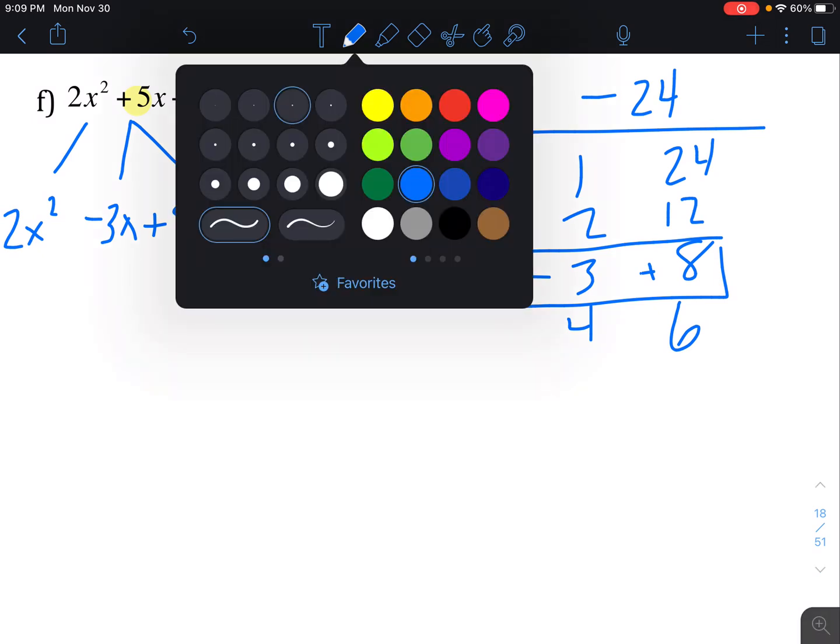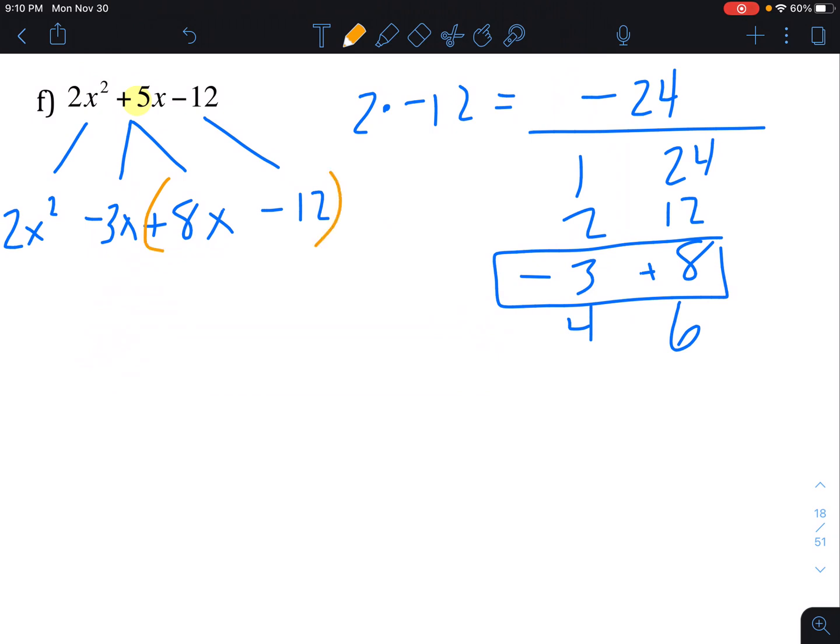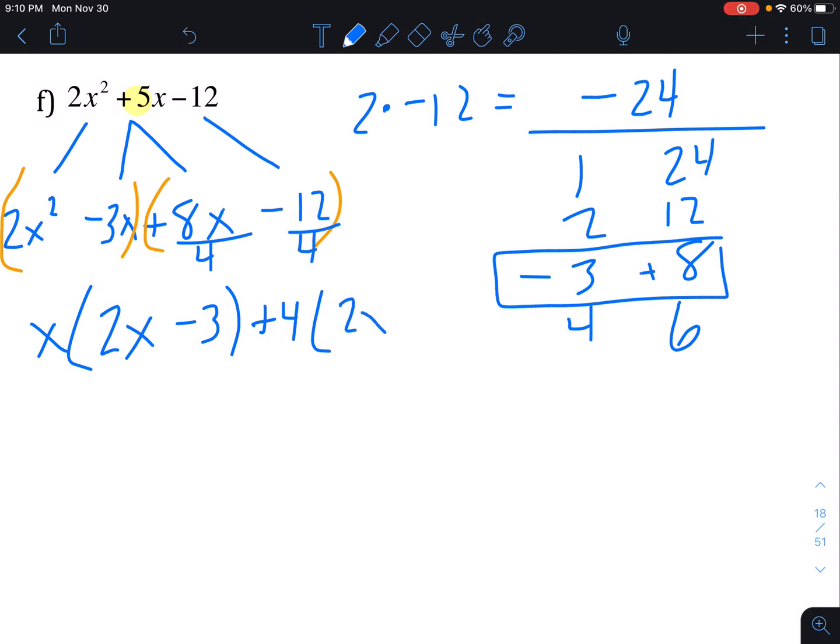I'm going to put my two groups, and I'm going to GCF each of them. GCF of your first group is x, and then divide by x to have 2x minus 3. And then your GCF of your second group is 4, so put a plus 4. Divide everything by 4 to have 2x minus 3. All right, we're looking good. The parentheses match. I could go to my answer, put in your 2x minus 3, and in your other one, your GCFs, put them together, x plus 4.